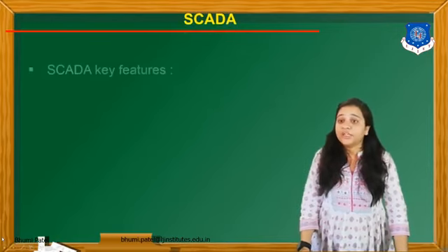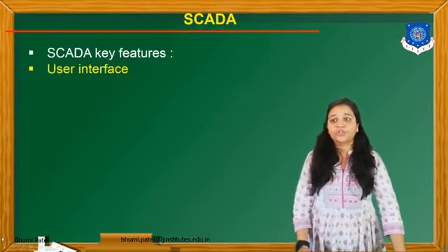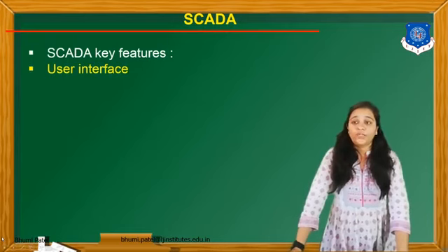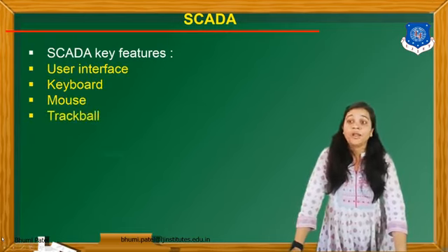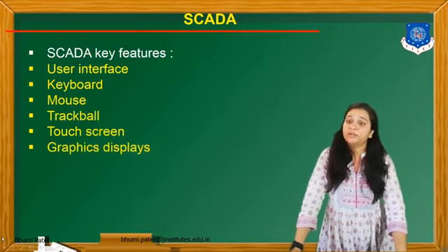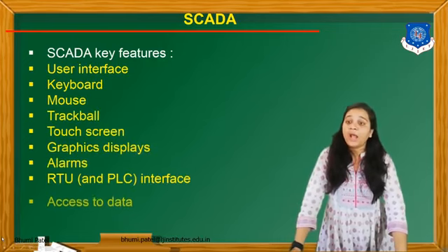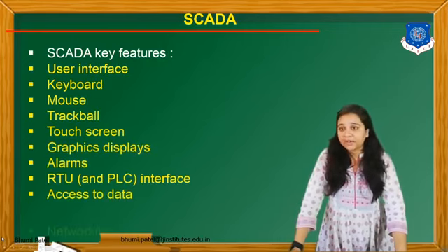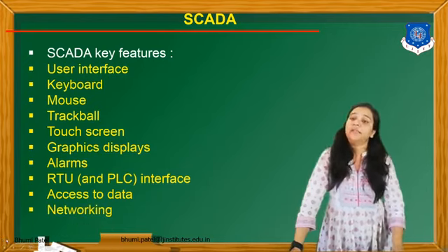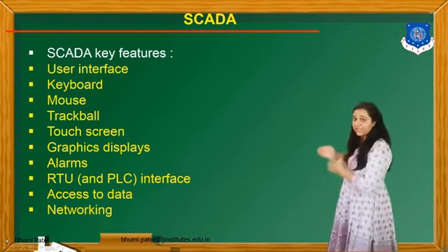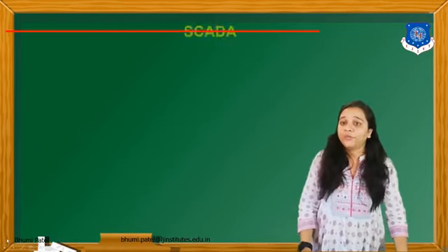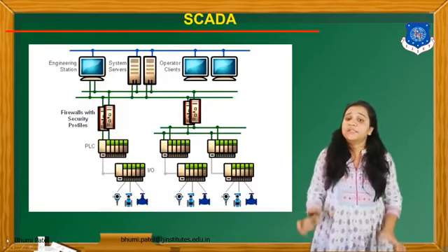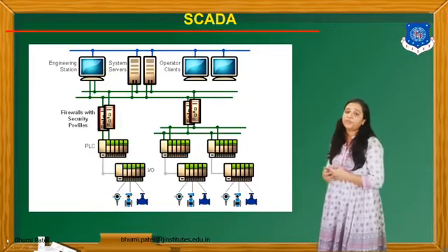So what are the key features of SCADA? SCADA is used for the user interface. We use the keyboard, mouse, trackball, touch screen, graphic display, alarm, RTU and PLC interface, and access to data and the network. These are the key features required for SCADA operation. Now, this is the actual block diagram of SCADA.